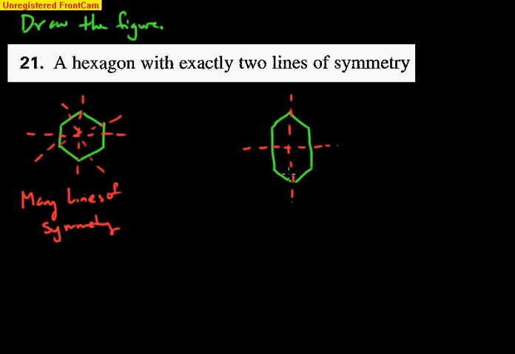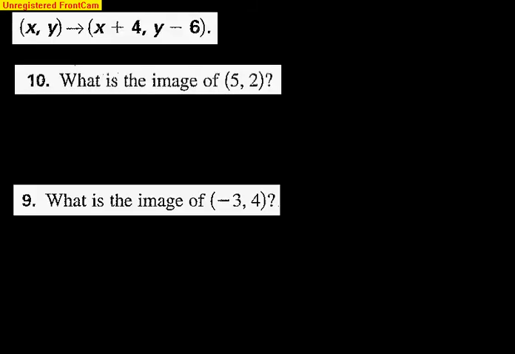Okay, if I try to go diagonally through, my left side's not going to equal the right side. Okay, remember, line of symmetry. Left side has to equal the right side. Top has to equal the bottom. So here's my hexagon that has 2 lines of symmetry right here. Okay, with some congruent sides.